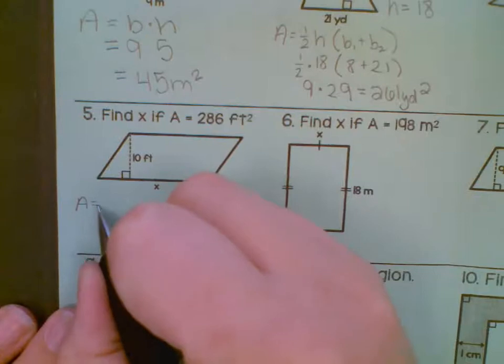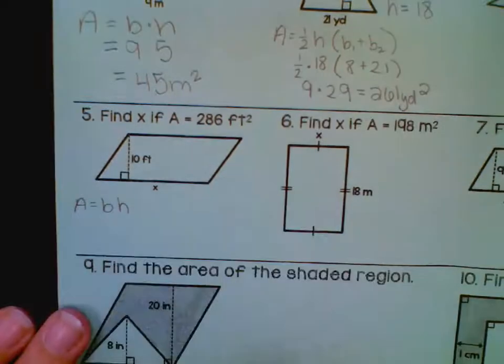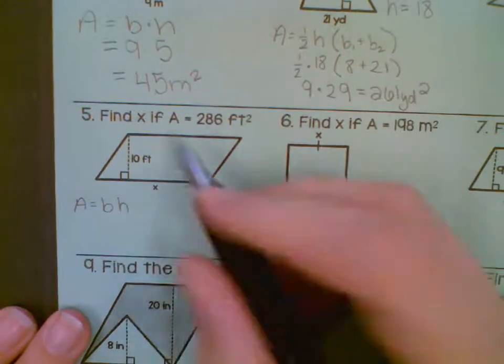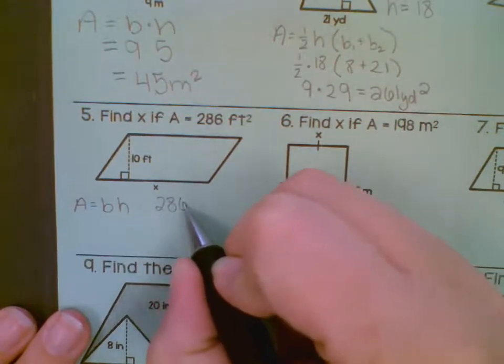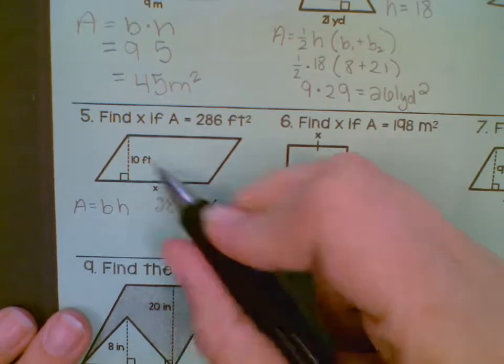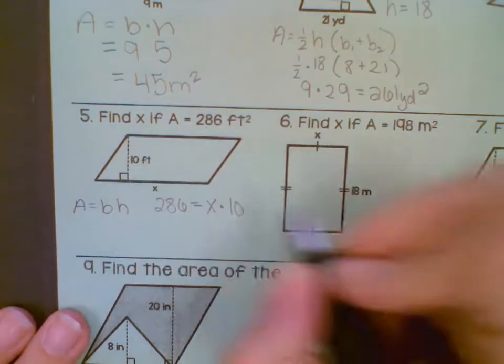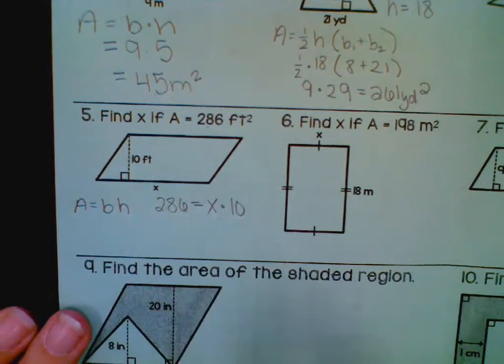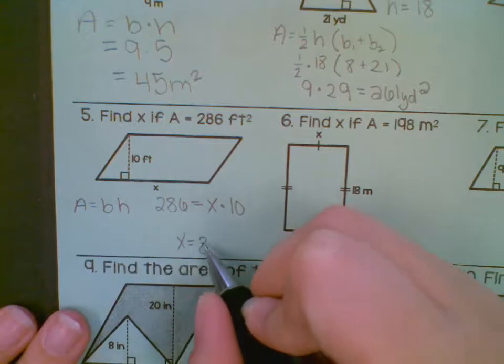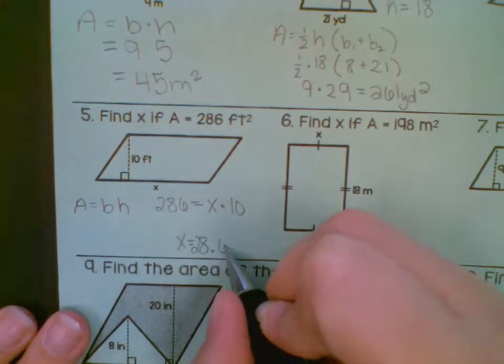So the area equals base times height. They told us that our area was 286. So we have 286 equals our base is x, and our height is 10. We would solve this equation to get what the base number is. Just like any other equation, we use order of operations. So for here, we would divide by 10. So we get x equals 28.6 feet.